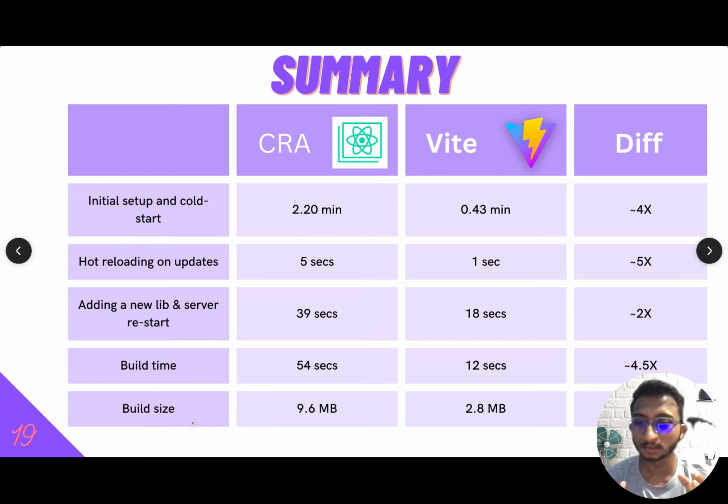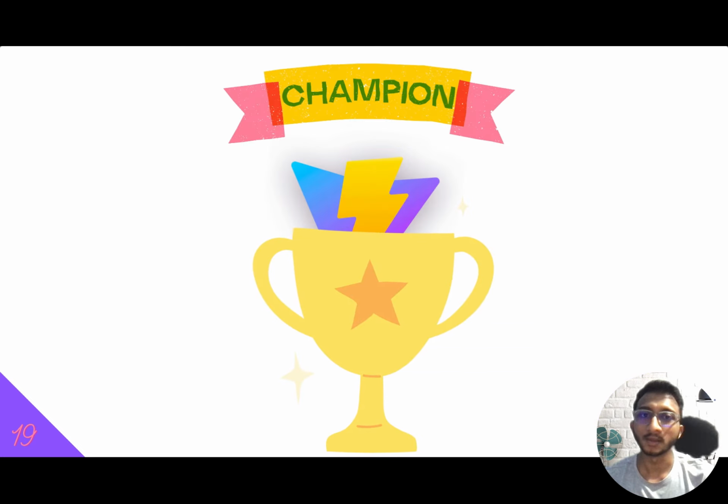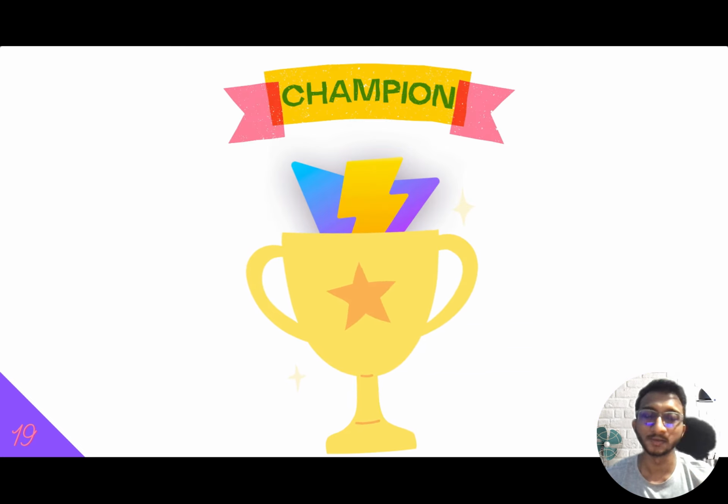And in the final round, what we checked is the build size, like the size of the folder or the output which was created after building in the case of CRA and Vite. For CRA, the output was 9.6 MB, and for Vite, it was 2.8 MB, which is like Vite taking three times less space than CRA. So finally we have a champion, and our champion is none other than Vite.